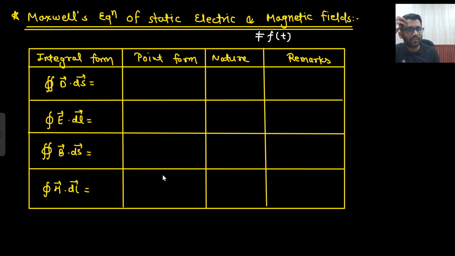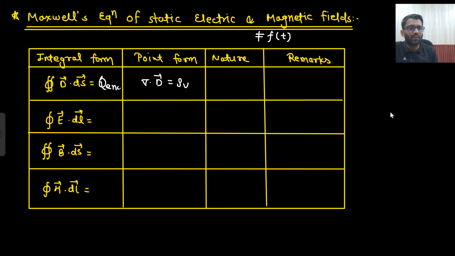D dot ds. What was that equal to? Q enclosed. This was equal to Q enclosed. This is known as integral form because you are doing the integration. This is known as point form. What was the point form? How would you remember? D dot ds, Q enclosed. So del dot D dv, rho v dv. So del dot D is equal to rho v. This is known as point form.